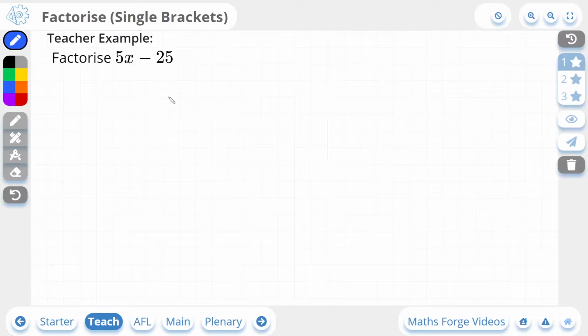Hi everyone, this is Jack from Maths Forge, and in today's lesson we're going to be doing factorizing single brackets. So let's take a look at our first example.